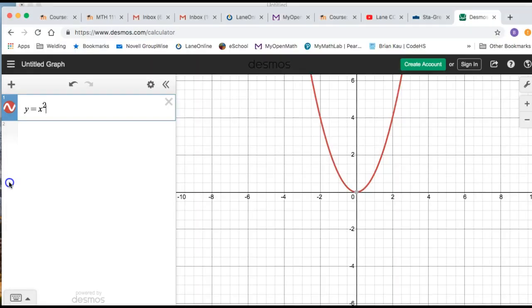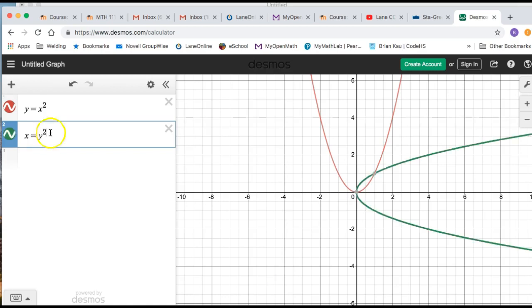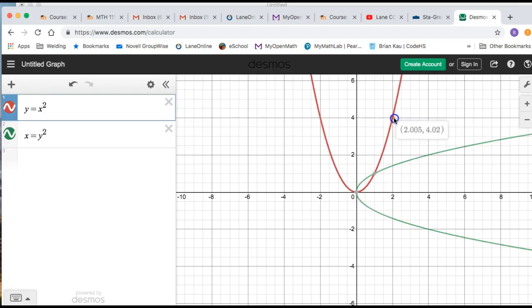So we can type that into Desmos as well. We're switching the variables, x equals y squared. And if we take a look at this, we switch the x and y values. You can see 1, 1 is still at 1, 1. But if we went over to 2, 4 up here on this graph, 2, 4 is now 4, 2. And negative 2, 4 is going to be 4, negative 2.